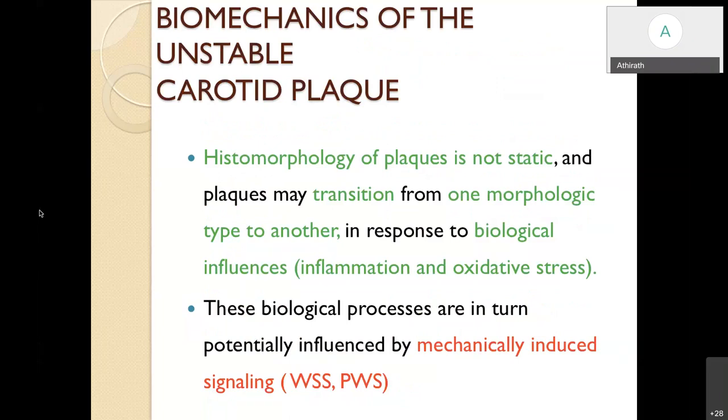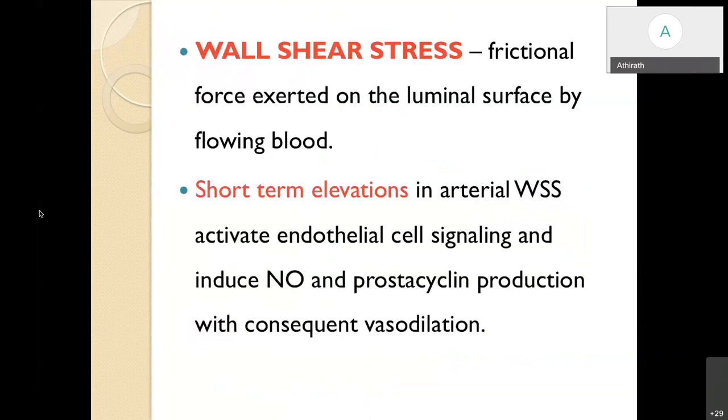Therefore, we can conclude that morphology alone has very limited ability to identify unstable carotid plaques and predict future strokes. Something which needs to be considered along with the morphology is the biomechanics of the unstable carotid plaque. Histomorphology of plaques is never static. It keeps changing from one morphologic type to another in response to numerous biological influences such as inflammation and oxidative stress. These biological influences are in turn influenced by mechanically induced signals, which include wall shear stress and plaque wall stress. Now, what is wall shear stress? It is a frictional force exerted on the luminal surface by the flowing blood.